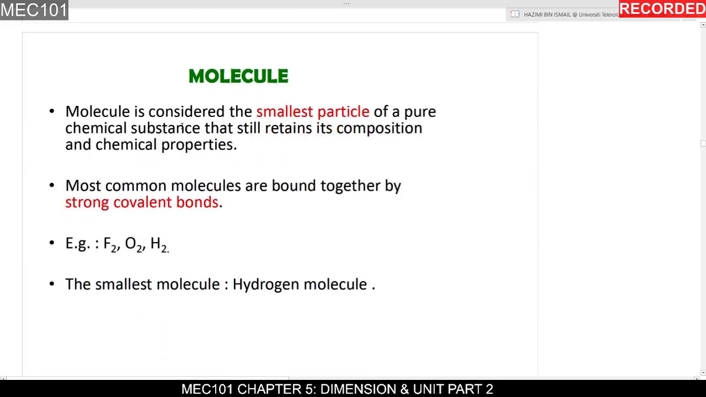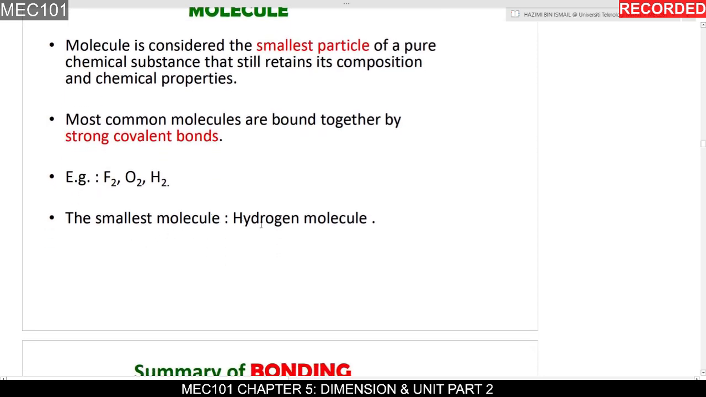A molecule is considered the smallest particle of a pure chemical substance that still retains its composition and chemical properties. Most common molecules are bound together by strong covalent bonds. Yes, we know oxygen itself has covalent bonding, as do hydrogen, fluorine, and so on. So the smallest molecule is the hydrogen molecule. Why is it the smallest? Because hydrogen only has one proton and one electron.